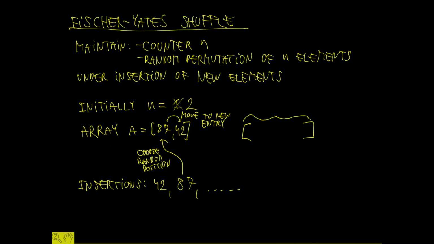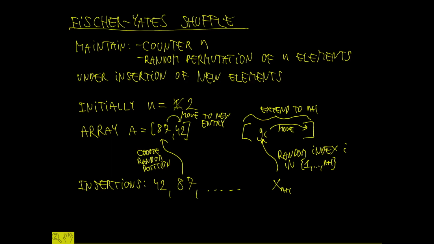In general, we are going to have some random permutation of the existing elements that we extend to have one more capacity for one more element. We choose a random index for the new element and displace the element at position I, which was chosen, to the last entry. It's easy to show the invariant that A is a random permutation of the elements x1 through xn.